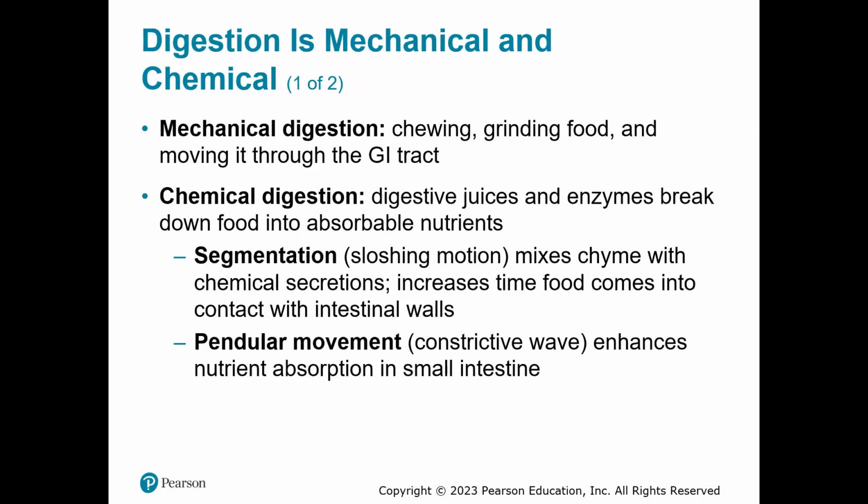As far as digestion, it's got a couple of different parts to it. We've got mechanical digestion, which is a physical breaking down of the food. It's crushing or chewing, grinding the food, and moving it through the GI tract. And then we have chemical digestion, which is where we mix our foods with different chemicals like hydrochloric acid in the stomach and enzymes that help to break down the food into the component parts that are absorbable.